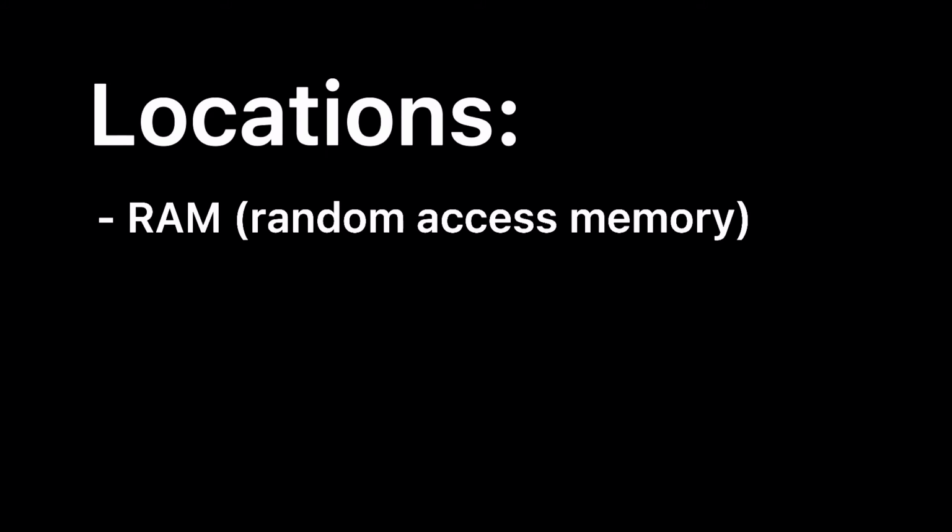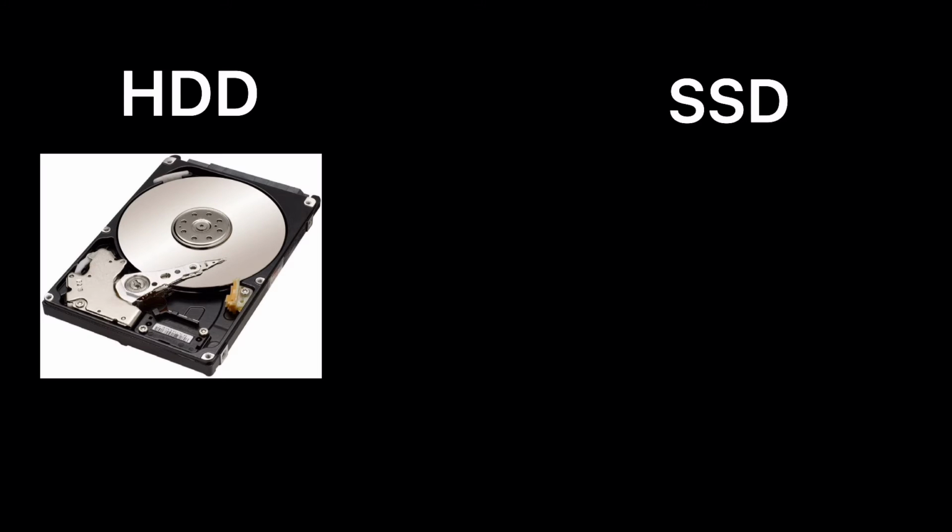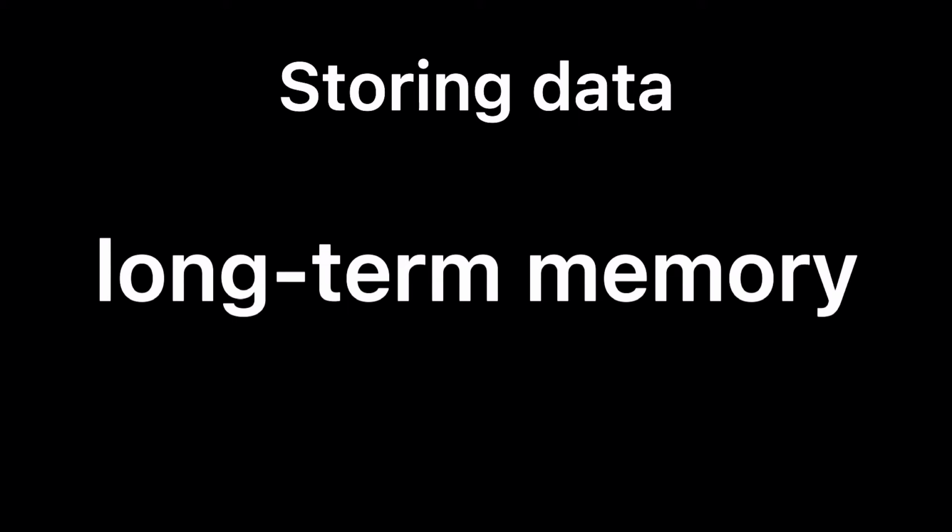We know how a computer reads and writes its code, but how does it store its information? Well, there are two locations. There is your RAM, or depending on your computer, your hard drive or your solid state drive. Let's start with the HDD and SSD. The main difference between the two is that the HDD uses a disk to store its data, and the SSD uses a microchip. But in terms of storing data, they only store long-term memory, meaning data that's going to stay there for a long time.